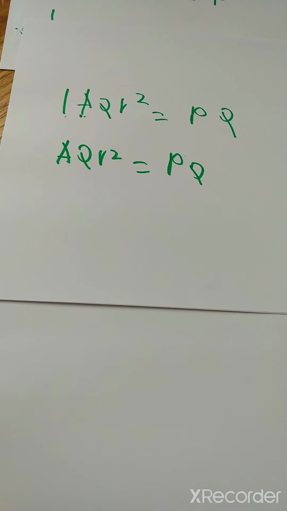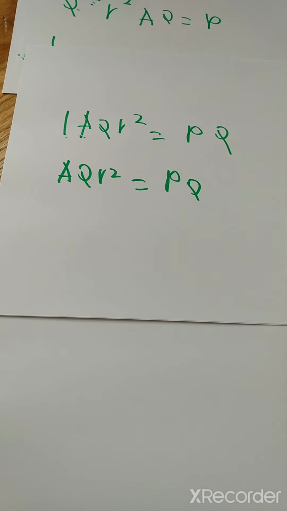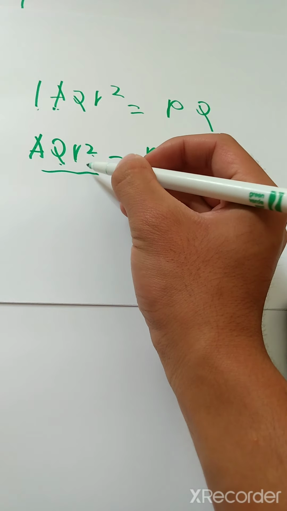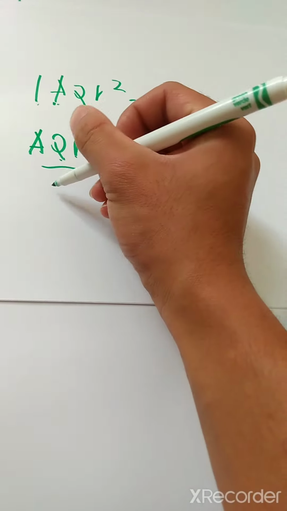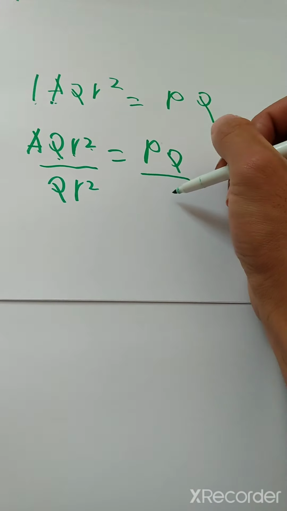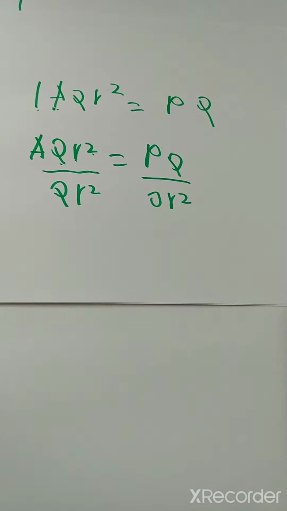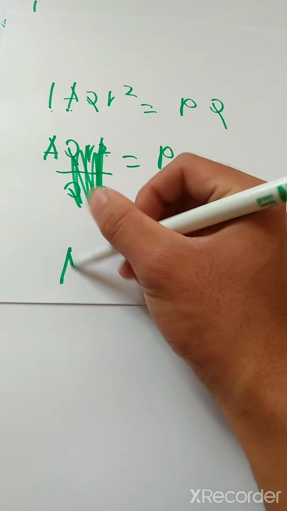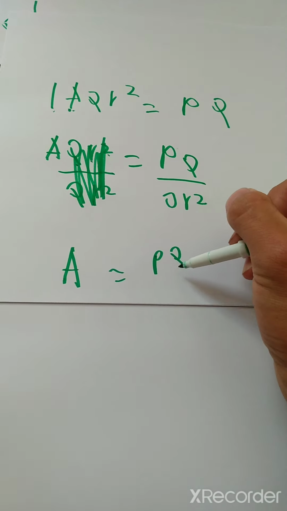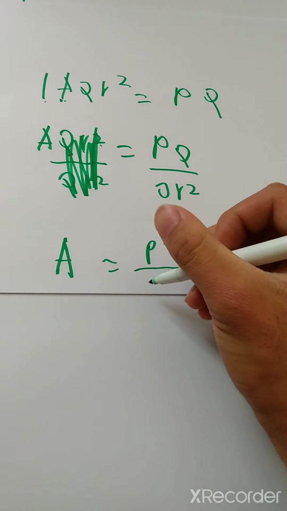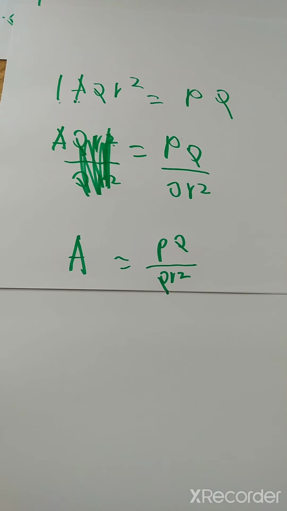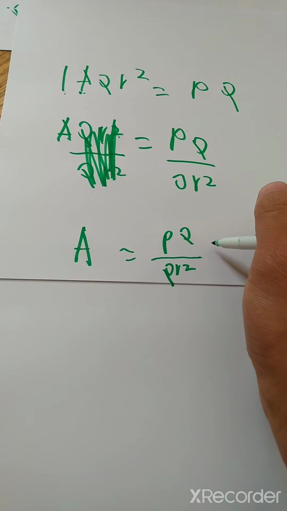Here comes the easy part. What we're going to want to do is use the division property of equality so we can get a alone. So we have qr squared and pq. We're going to have to divide both sides by qr squared. And when we do that, these two are going to cancel out, and we have a equals pq over qr squared. But this is not our final answer, because we have to simplify that again.